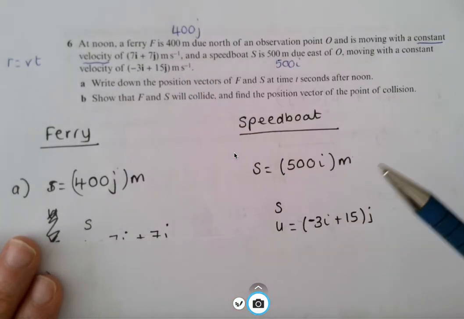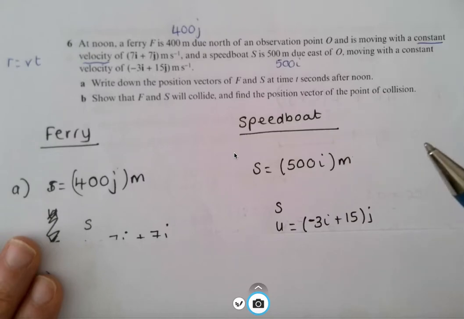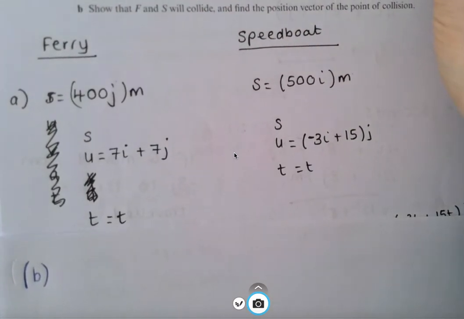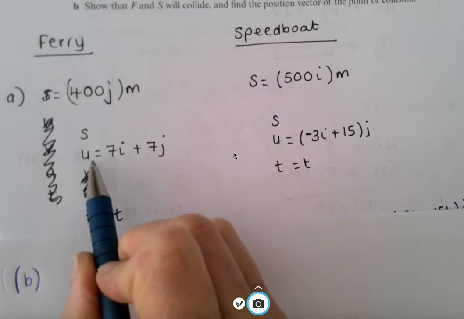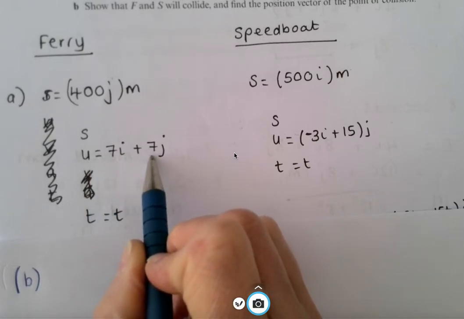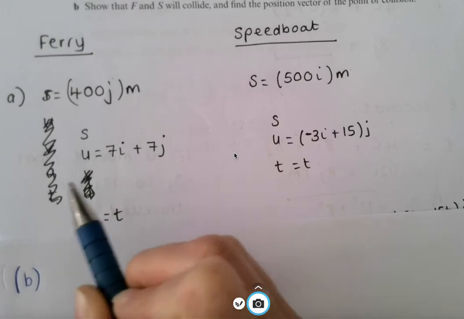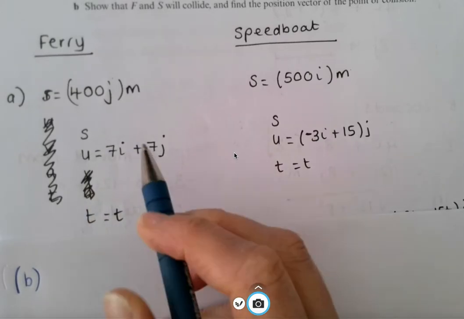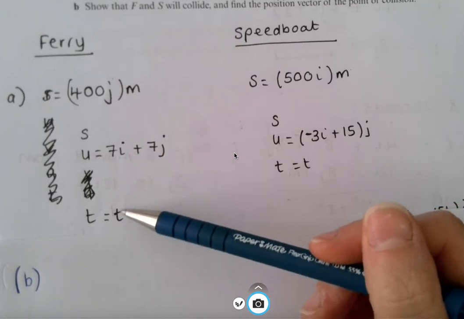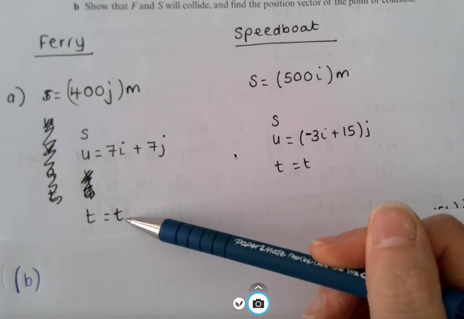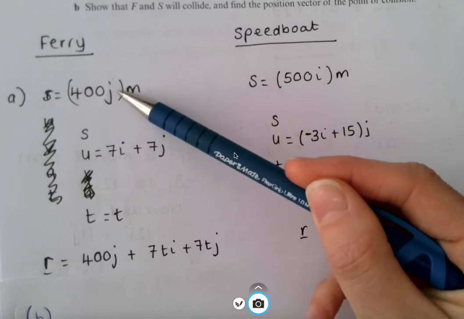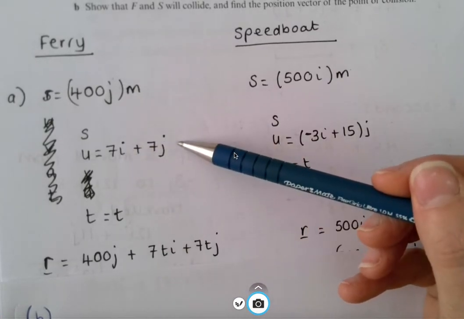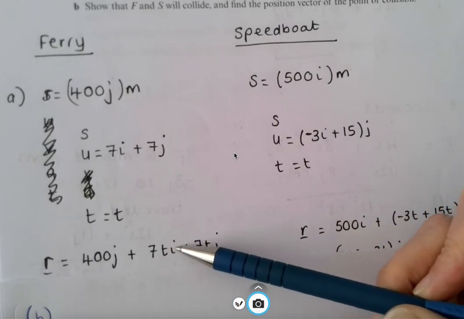Now, what I want to go over here is the collision part in part B, but just to show you where I'm starting from, I need to go over part A. So, part A, if we use r equals vt on both of these, we've got that the velocity of the ferry is 7i plus 7j. Okay, we want it at t seconds. So if I wanted to find out how far it travelled, I'd multiply 7i plus 7j by t. And now if I want to know its position, I need to add on its original position. So I've got 400j plus t times 7i plus 7j, so 400j plus 7ti plus 7tj.